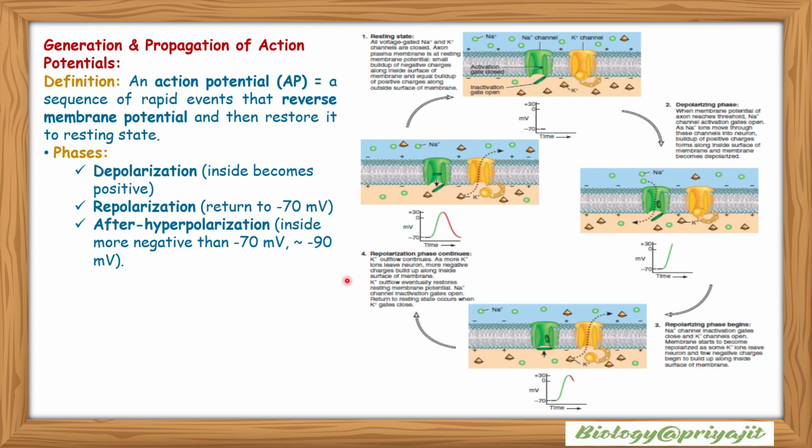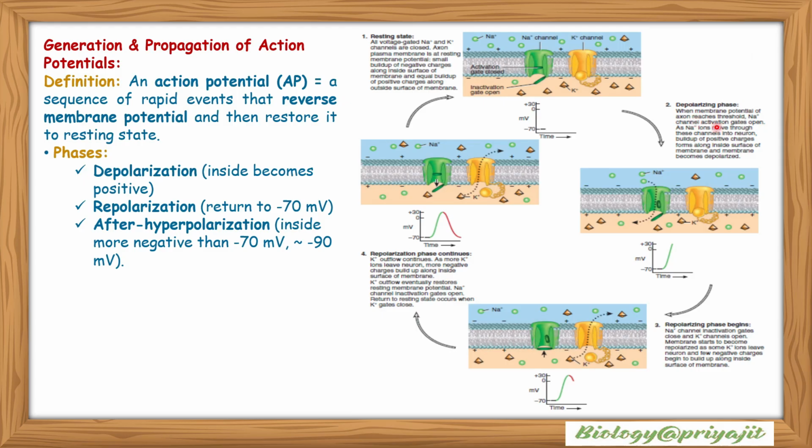So what happens during the resting state? All voltage-gated Na+ and K+ channels are closed. Then the axon plasma membrane is at resting membrane potential. A small buildup of negative charges occurs along the inside surface of the membrane, and an equal buildup of positive charges along the outside surface of the membrane.